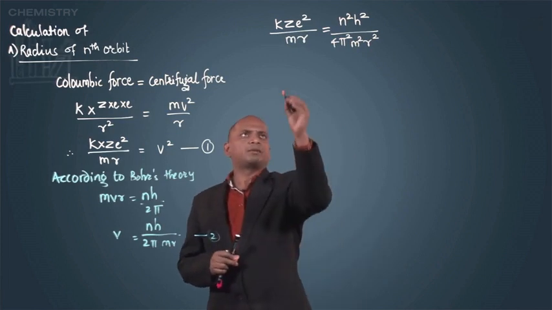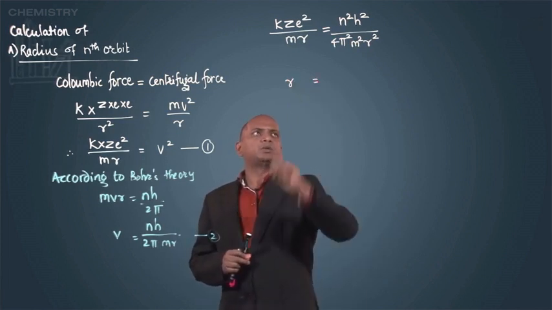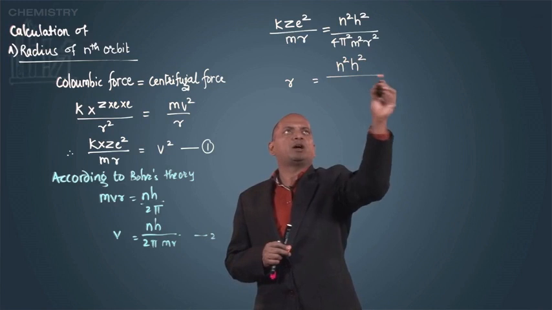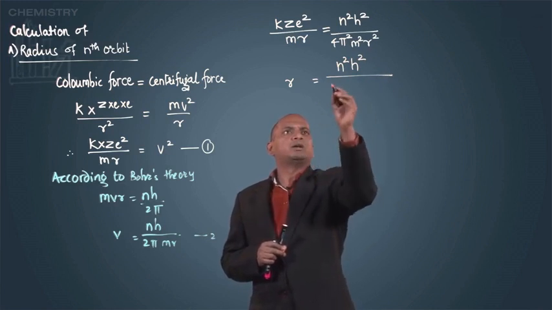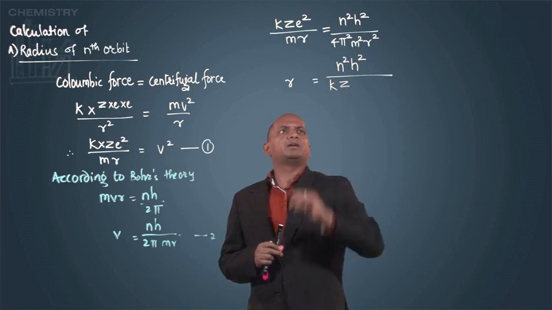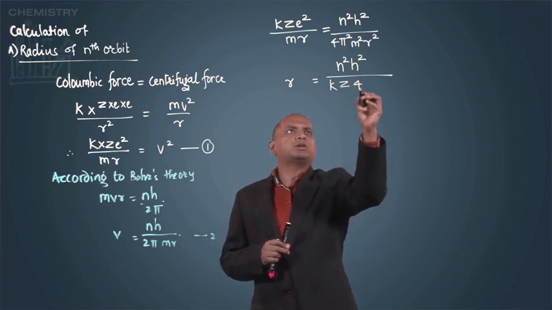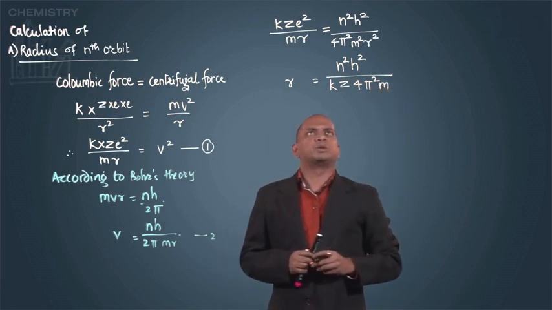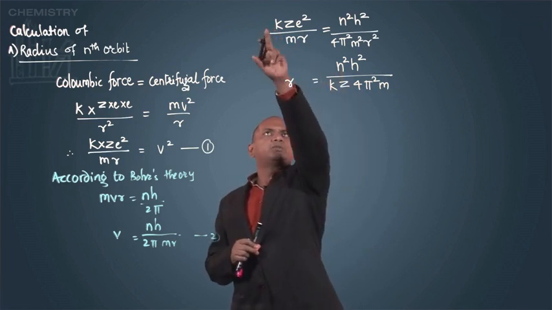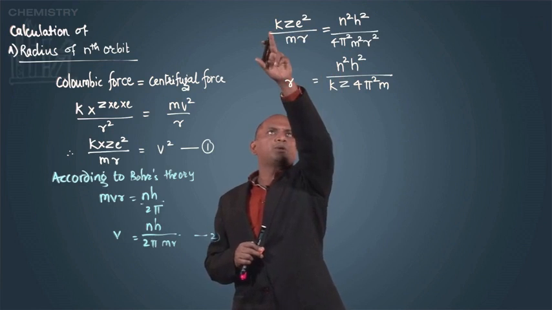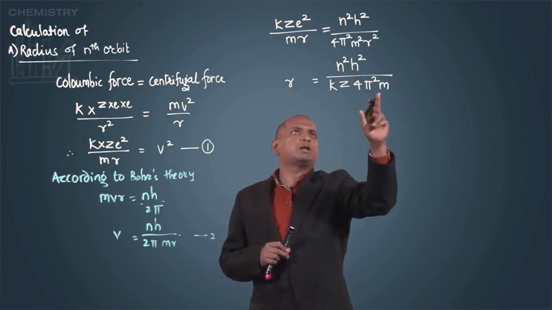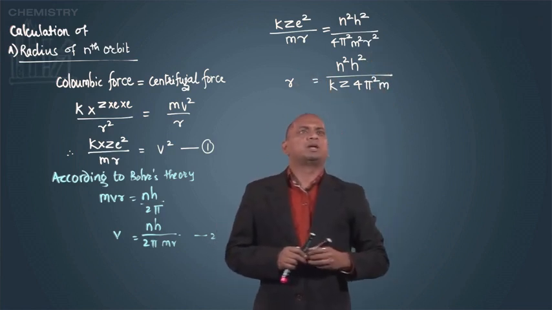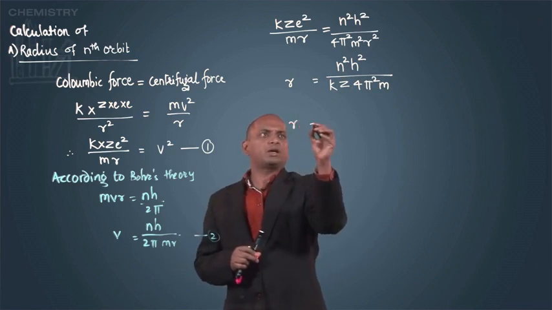So for the radius, I am writing r is equal to n square h square upon k into z into 4 pi square into m. We take this to this side, and r square I am keeping over here only. Here m gets cancelled. So r is equal to n square h square upon kz 4 pi square. I am just writing it this way.